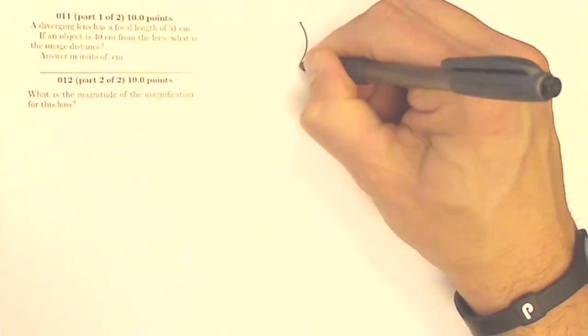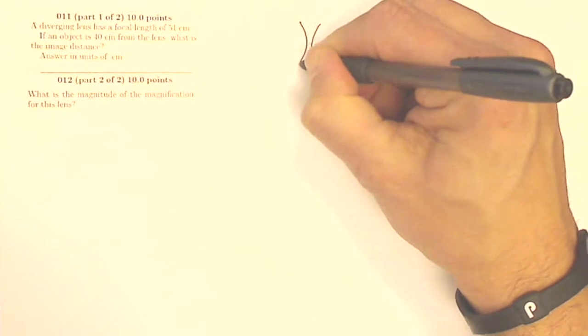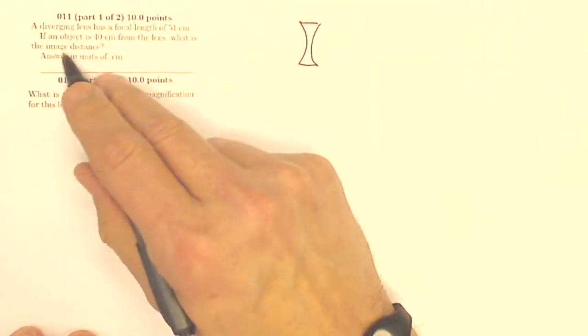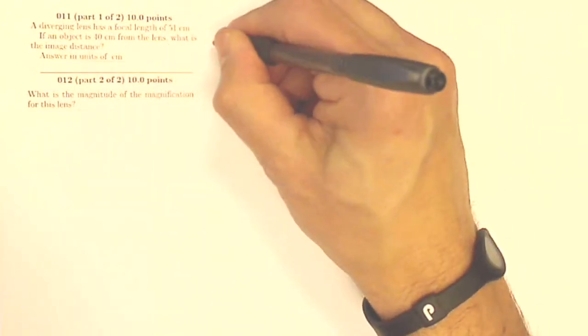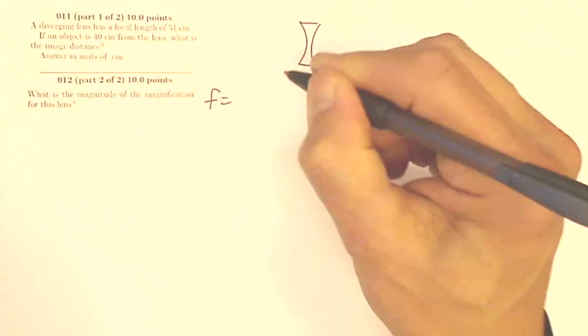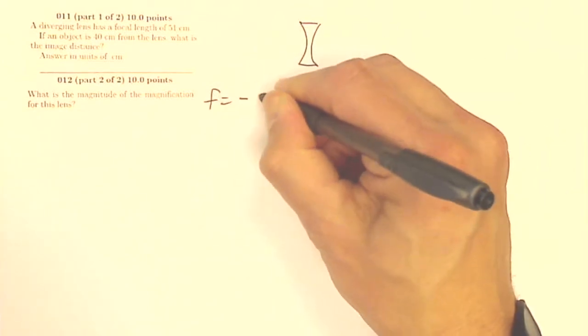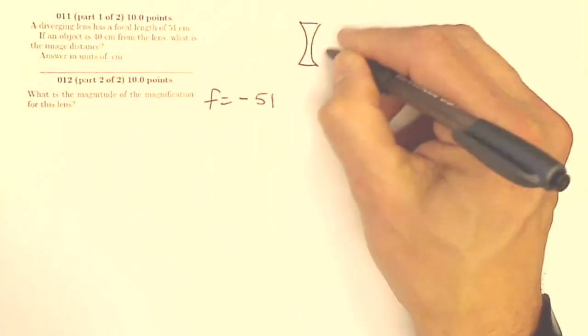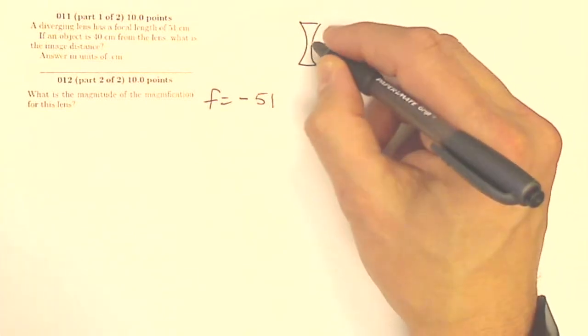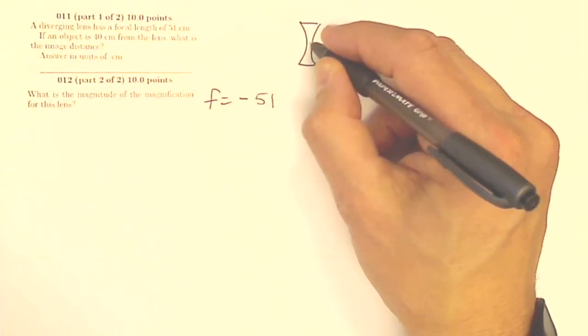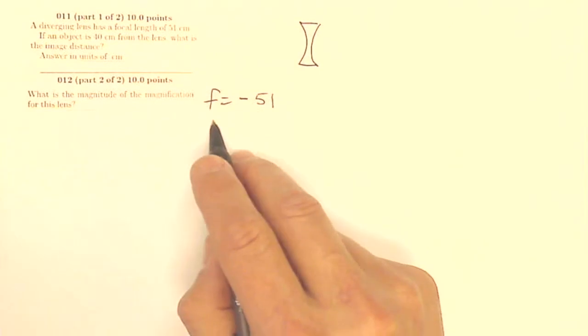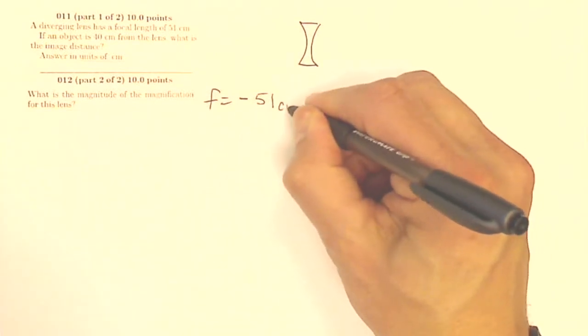Well, a diverging lens, you've got to remember that is one of these. That's a diverging lens. So when it tells me it has a focal length of 51 centimeters, my f is not 51, but negative 51, because these sorts of lenses have negative focal lengths. They have virtual focal lengths. So the focal length of 51 means negative 51 centimeters.